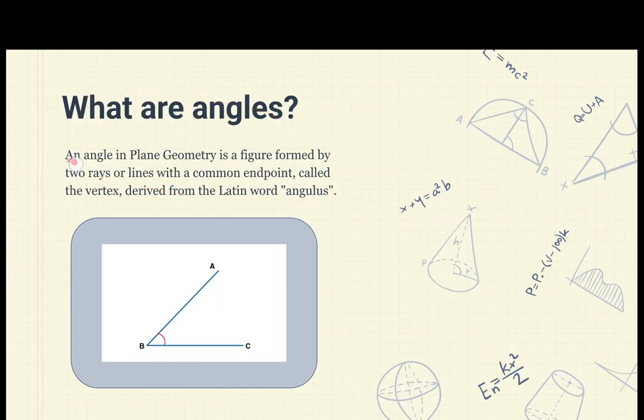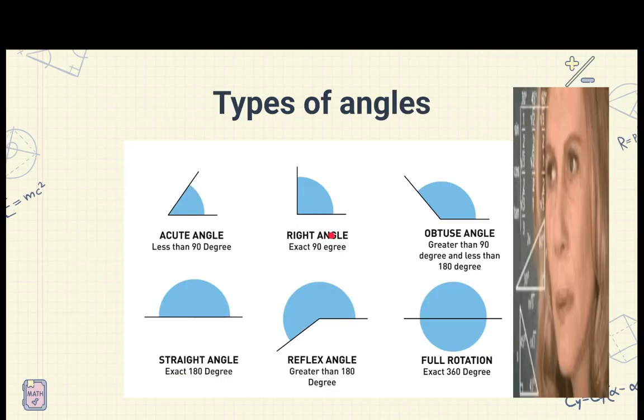What are angles? An angle in plane geometry is a figure formed by two rays or lines with a common endpoint called the vertex, derived from the Latin word angulus. The types of angles: an acute angle, which is less than 90 degrees, a right angle, which is exactly 90 degrees, and an obtuse angle, which is greater than 90 degrees but less than 180 degrees. A straight angle, which is 180 degrees, a reflex angle, which is greater than 180 degrees, and a full rotation, which is exactly 360 degrees.